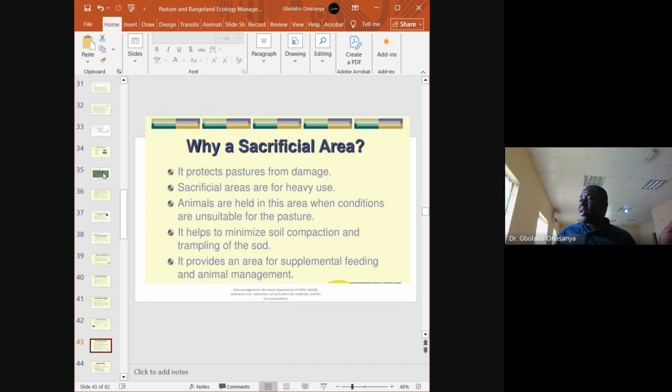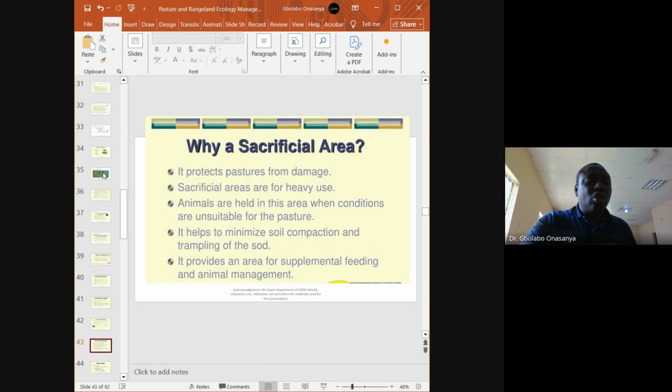And in our grassland, in our pasture land or rangeland, we have some sacrificial area. Sacrificial area that we designate to keep animals. This area, we don't care about what happens to the grasses. They eat the grasses, they mess up the place, they trample on the land, they destroy the soil structure. We always have a sacrificial area. We have to hold our cattle.